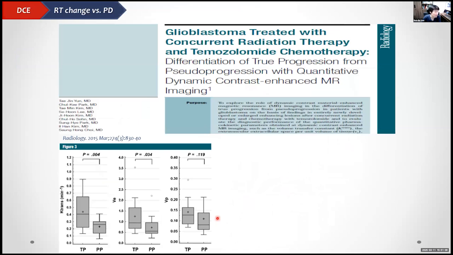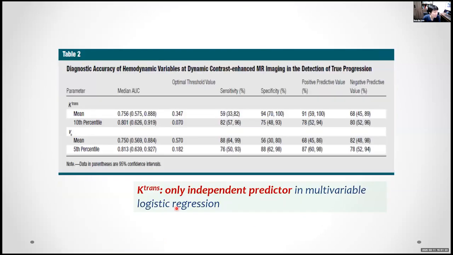In the next study, our colleagues studied the value of the DCE in differentiating true progression from pseudo progression at the subacute stage of the treatment. And they've shown that the true progression showed higher Ktrans and Ve values, shown in the bar graph at the bottom. So again, the Ktrans was the most useful independent predictor for differentiating true from pseudo progression, with an AUC value of about 0.8.